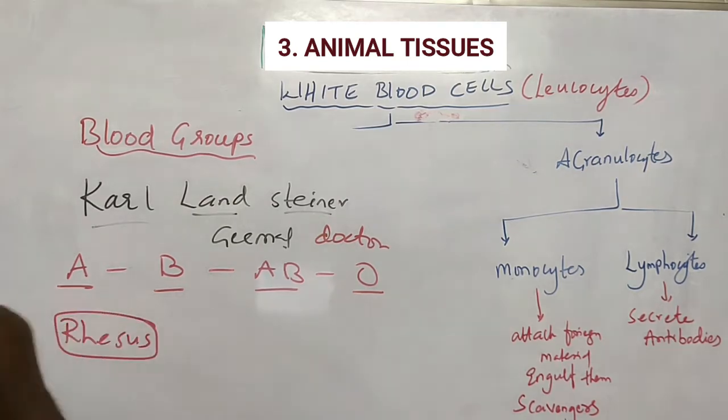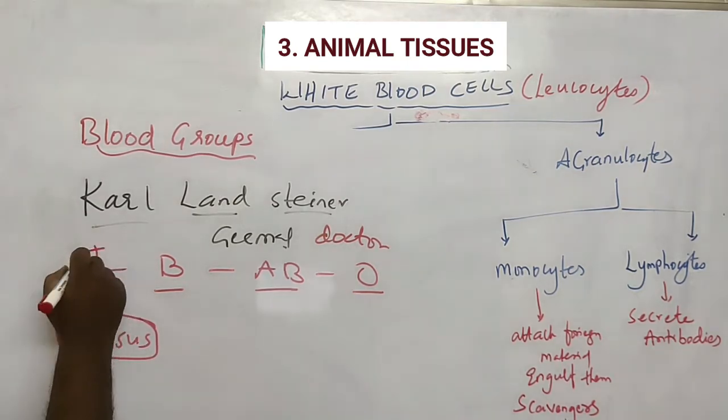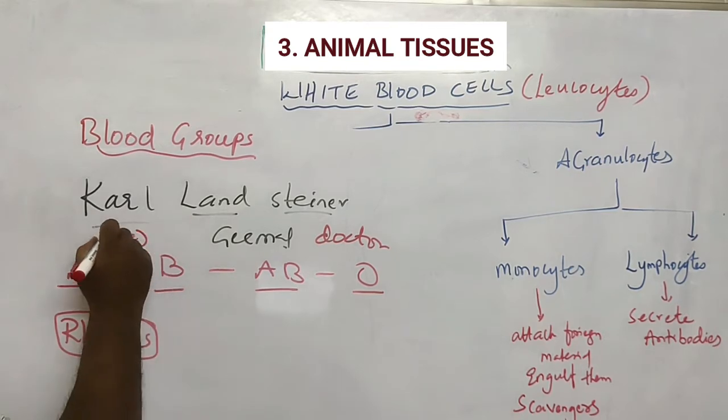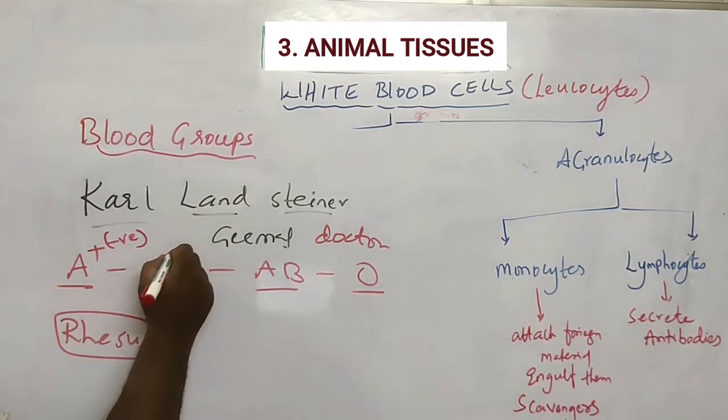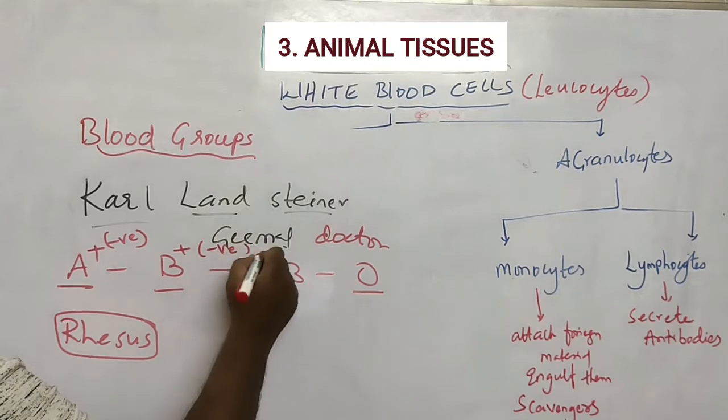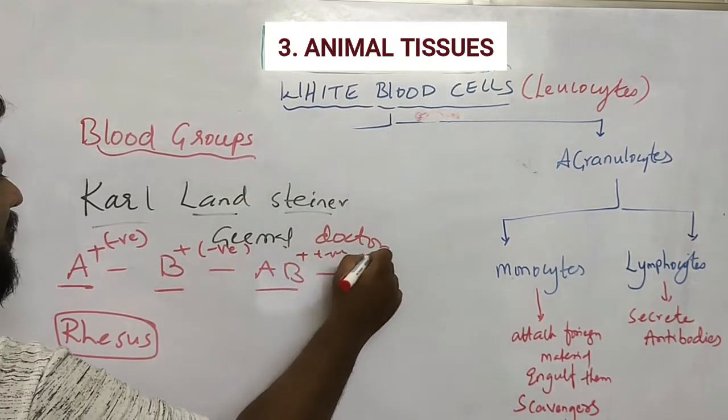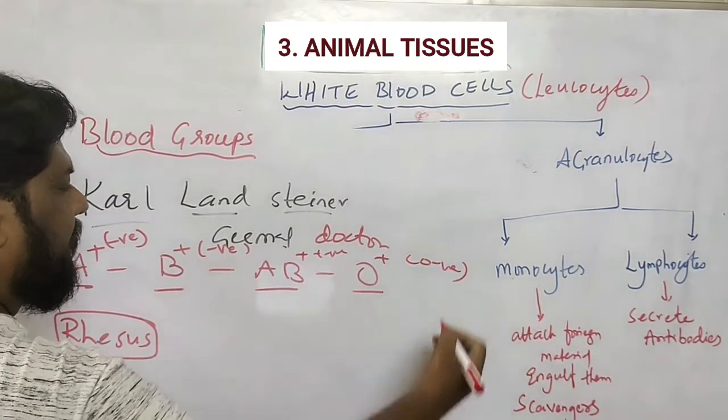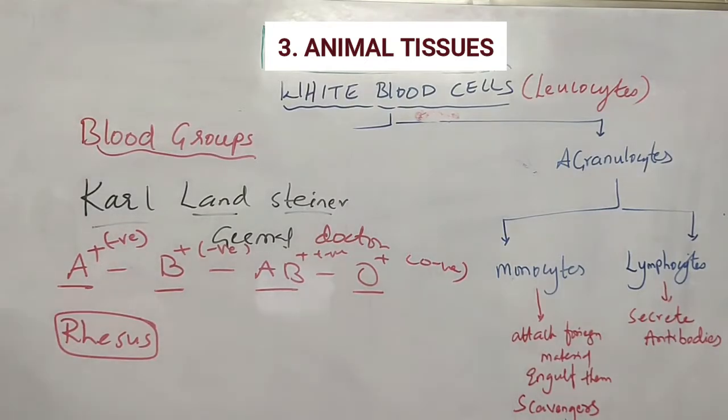If the rhesus factor is there, it will be A positive. If there is no rhesus factor, it will be A negative. In the sense, B positive or B negative, AB positive or AB negative, O positive or O negative. So like this, you can also divide them into positives and negatives.